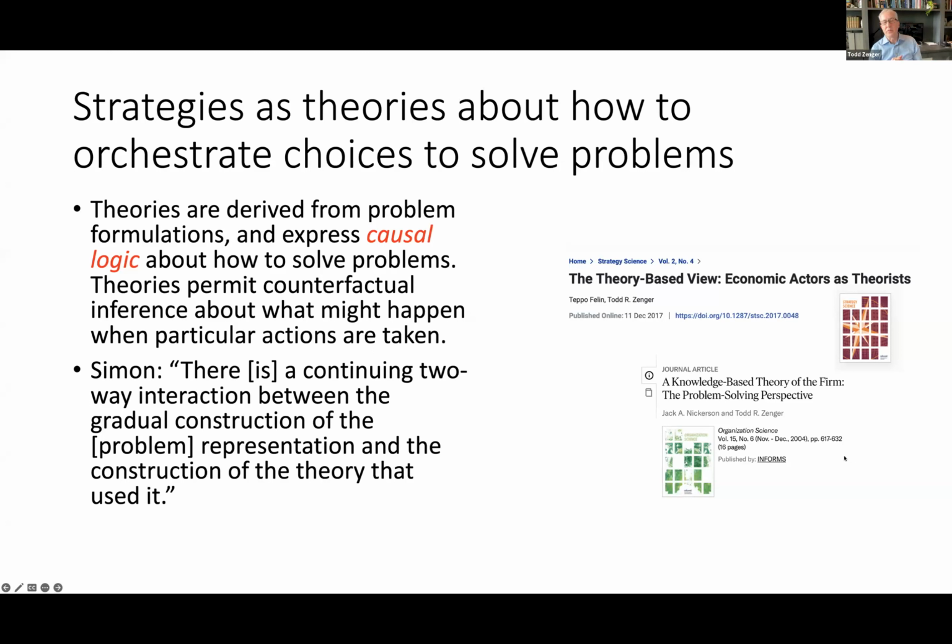And so the active strategy or the active organizational design is thinking carefully about the problem that one's trying to solve, which ultimately defines the goal that one's trying to achieve, and then thinking about what your theory is about how to solve this. And this then orchestrates the set of actions and choices that an actor makes.